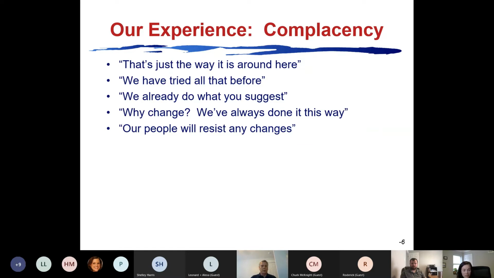So people resist change. We all do that. That's a natural instinct. But it shouldn't be an excuse. It shouldn't be a reason that we don't entertain opportunities for improvement.